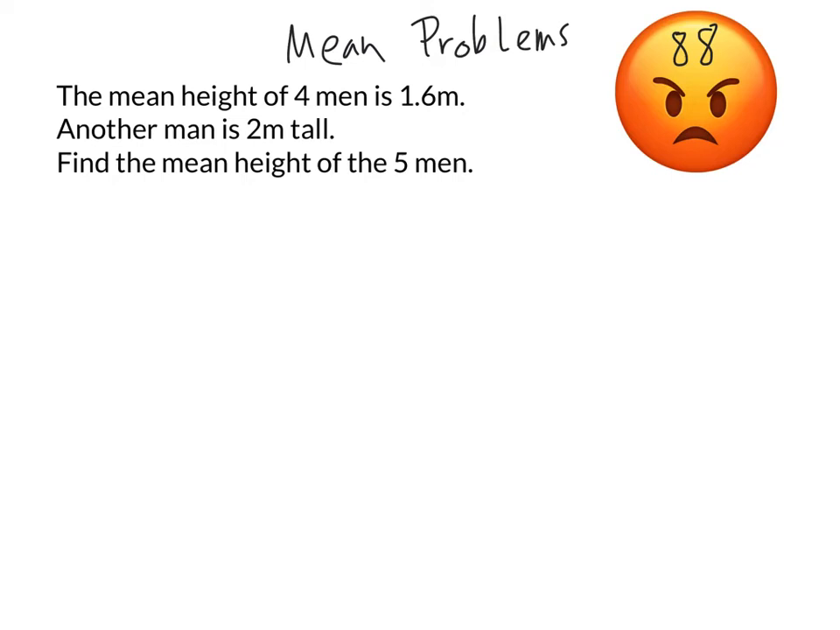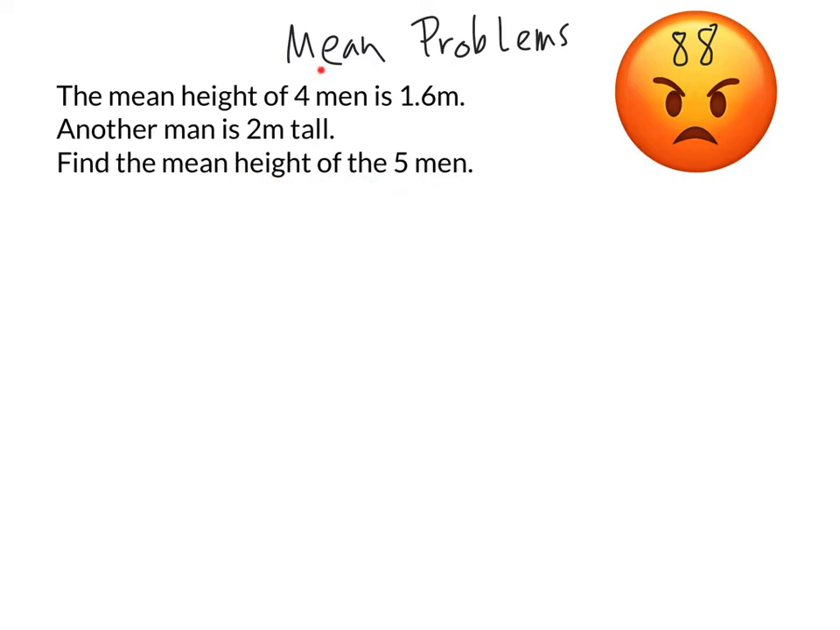This video takes you through some problems that involve finding the mean. It's objective 88 in the year 11 scheme of work. In the first example, the mean height of 4 men is 1.6 metres. Another man is 2 metres tall, and we have to find the mean height of the 5 men.